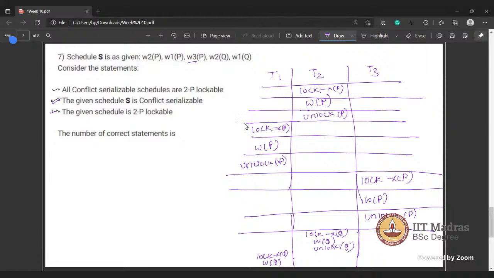So see, this is the growing phase. And this is the shrinking phase, right? Then again growing phase. And this is the shrinking phase. So is this allowed in two-phase locking?